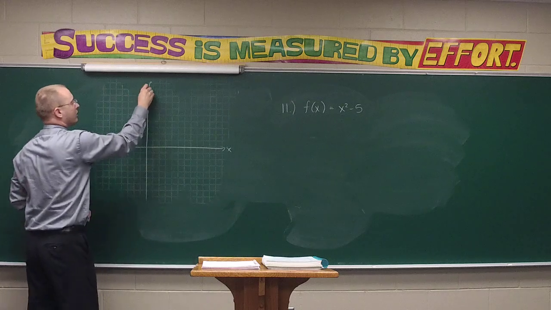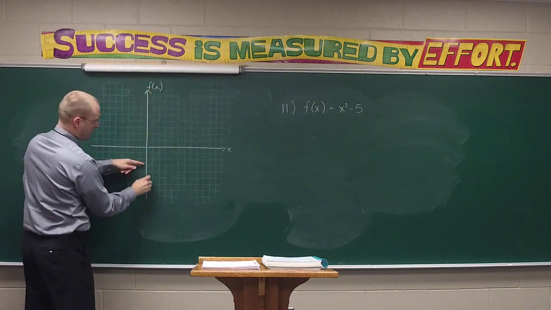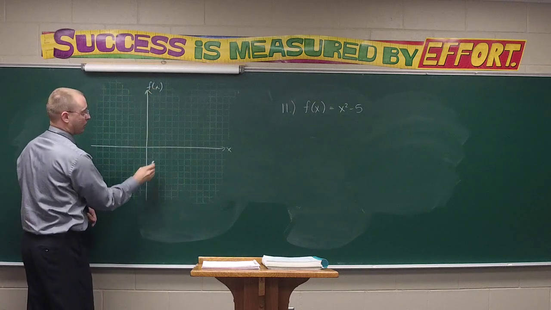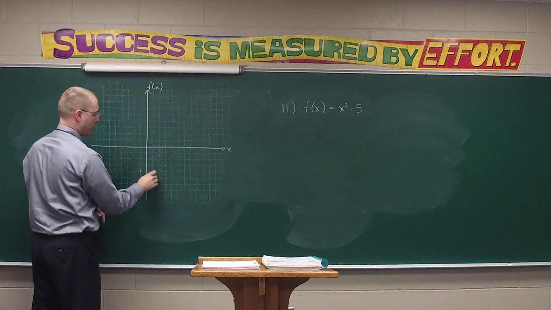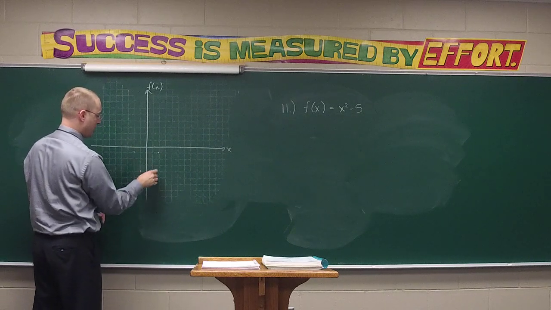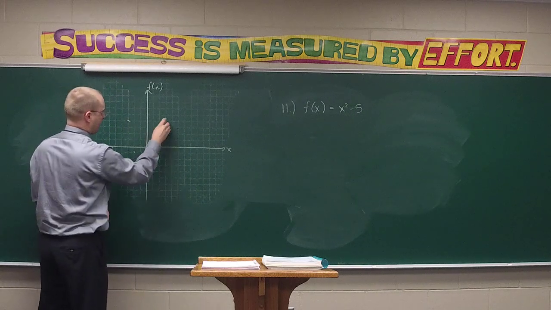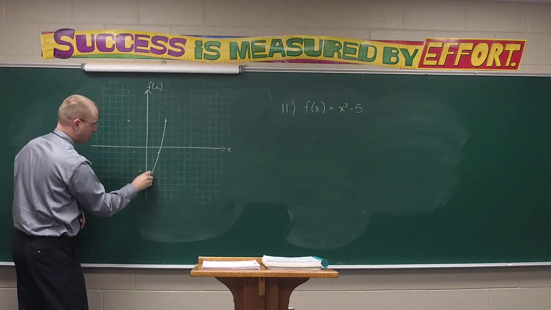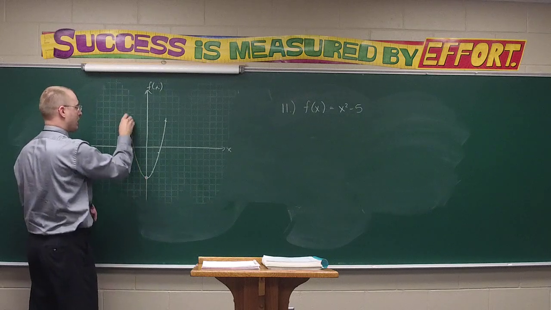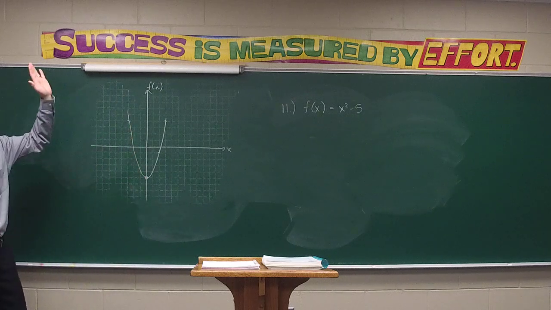All right, we're going to start down here at negative 5. Check your work on 11. And then you're going to go over 1 up 1, over 1 up 3, over 1 up 5. And when you connect the dots, you should have gotten a parabola that looks something like that. How many got that for number 11?